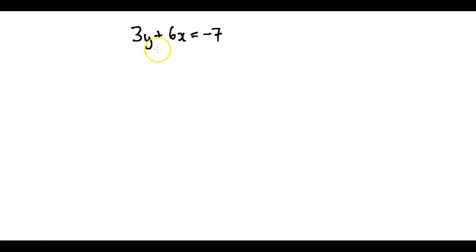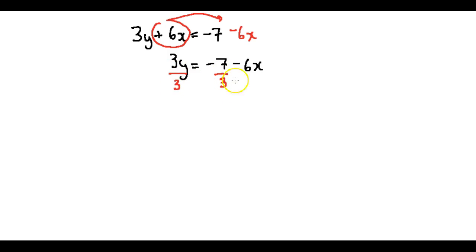Next one. y isn't by itself, so I can't easily tell what the slope and the y-intercept is. So I need to get 3y by itself first. I'm going to pick up this term and change the side and change the sign. Then we'll just rewrite it. So 3y equals -7 take 6x. And I've got to get rid of that 3. When I divide or multiply, I have to do it to every term. So that's to every term, and the 3's cancel to 1, leaving just the y.